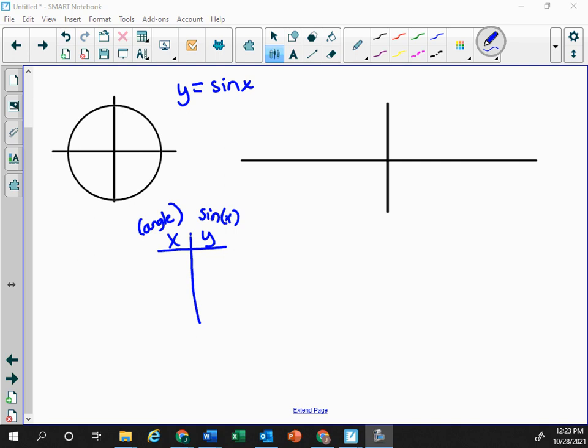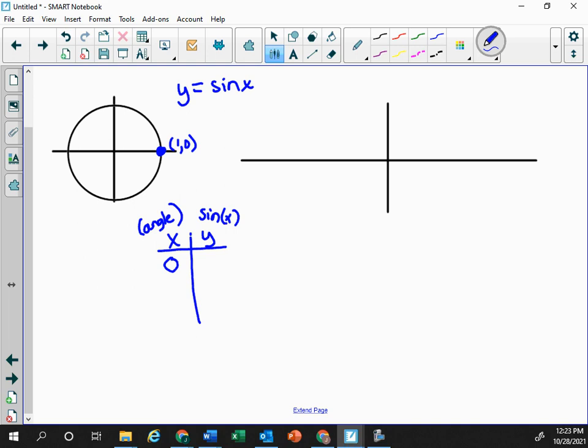So guys, what is the angle right there on the circle where that blue dot is? 0, right? That's 0 degrees, 0 radians. Yes? Okay, so the x value there is 0. That's the angle we're talking about. What's the ordered pair for that point? 1, 0. Okay.